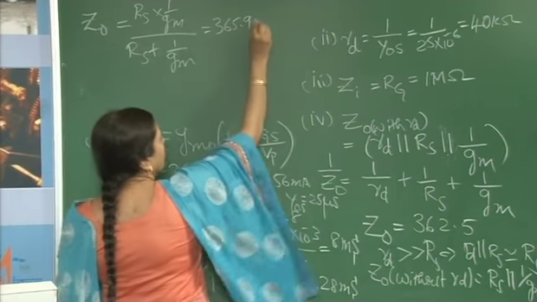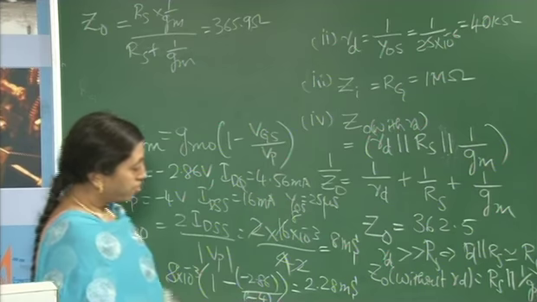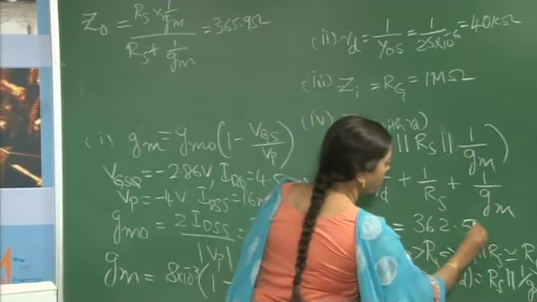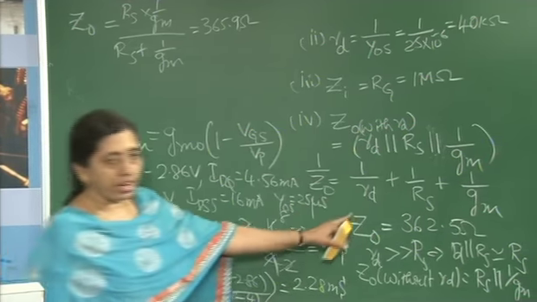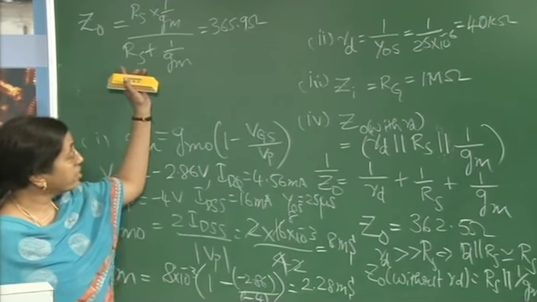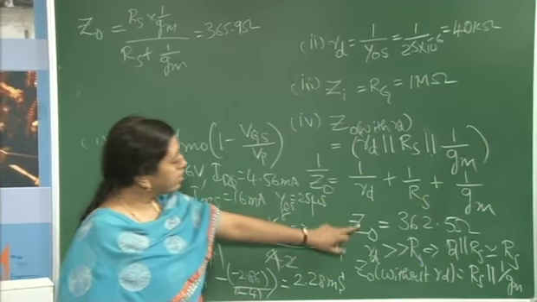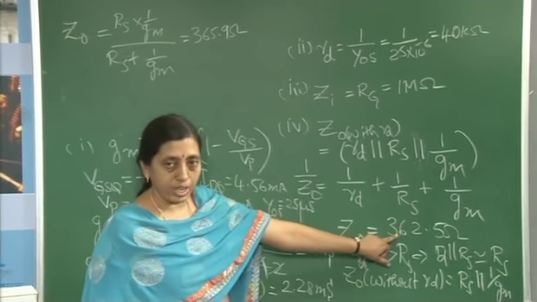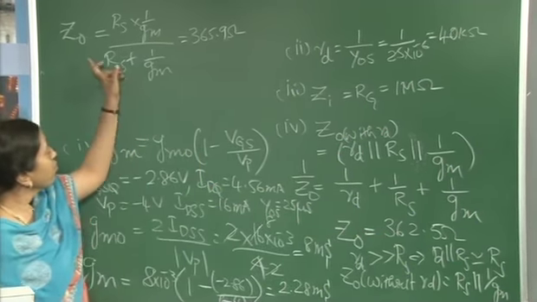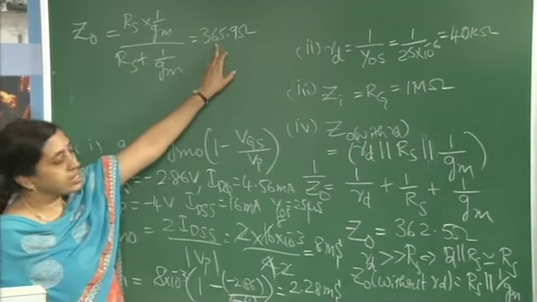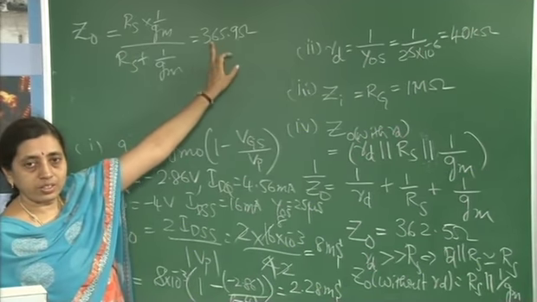ohms. So, just observe the difference in the value of Z0 we get by considering Rd and by without considering Rd. So, there is marginal difference. If we consider Rd, output impedance will be low. If we do not consider Rd, it is slightly on the higher side.